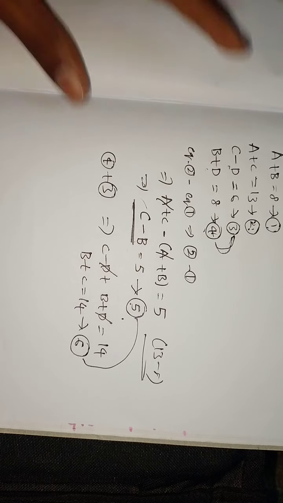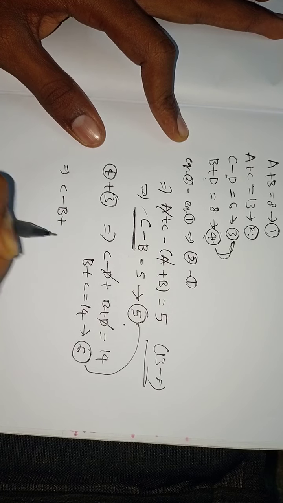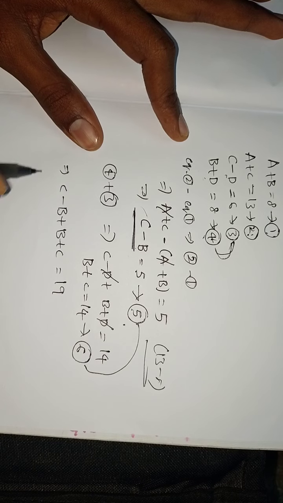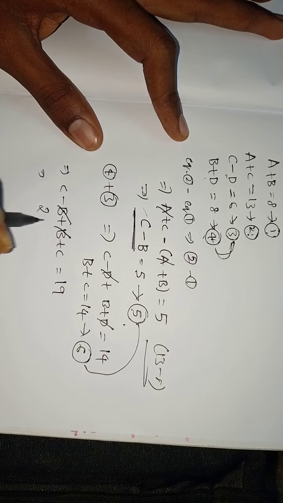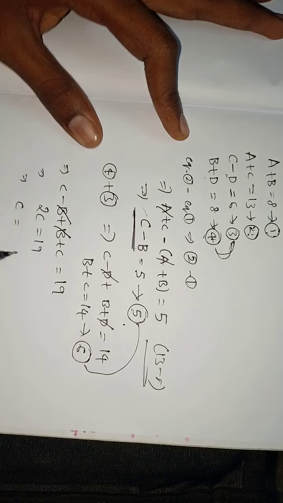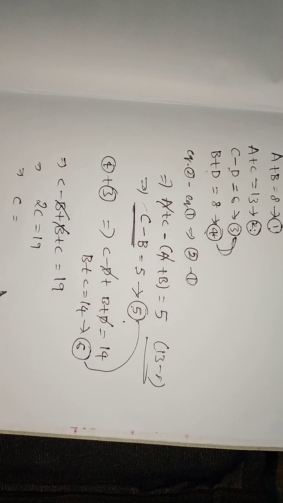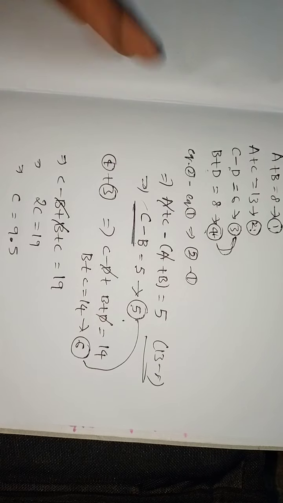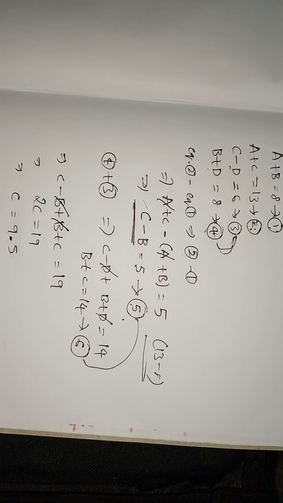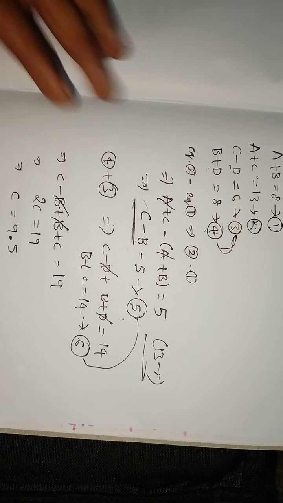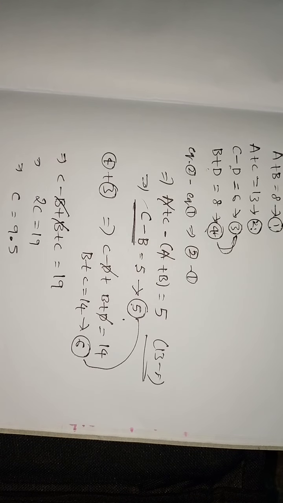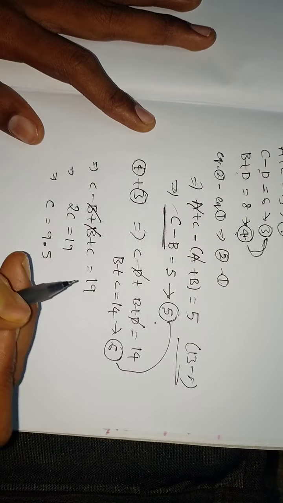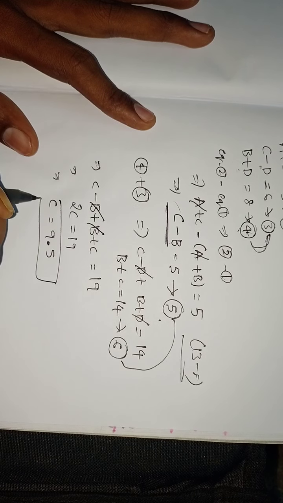So guys, what you observe from equations 5 and 6, if we sum them up, b is eliminated: c minus b plus b plus c equal to 14 plus 5, which is 19. So minus b plus b cancels, now 2c equal to 19. So simply c is equal to 9.5. So guys, we get c, and we can easily obtain all variables using this single variable c. So c equal to 9.5.